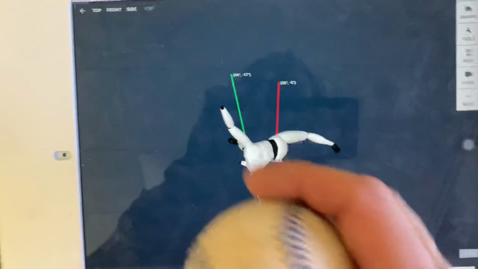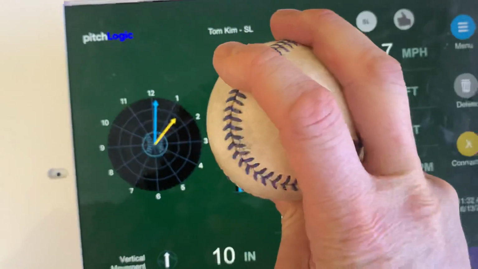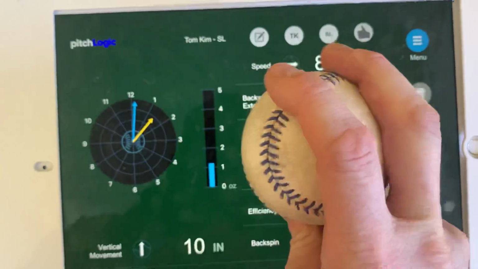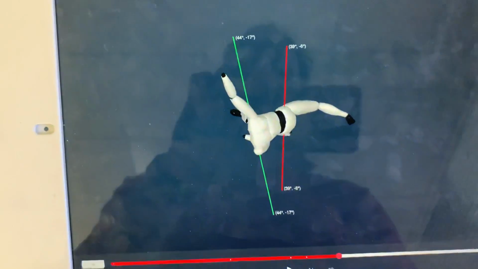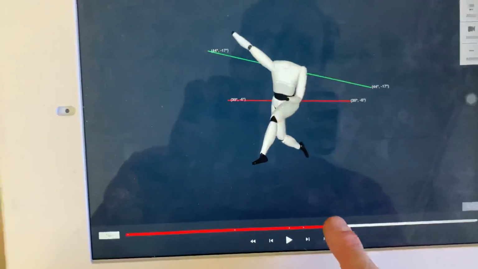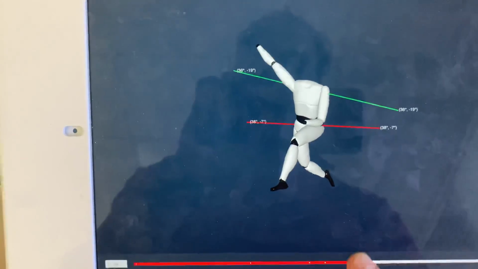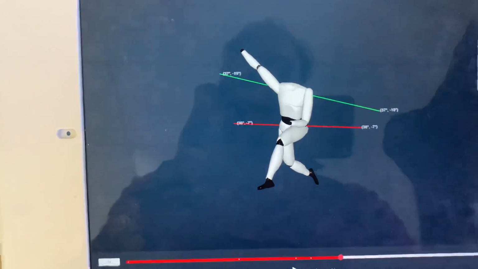So, you know, two ways we could fix this. We could just work on not being in such a cocked up vertical wrist position, or we could work to not get so much forearm fly out here. So you can see how the arm is really flying out when he comes around into release. So that means there's a lot of angular momentum.